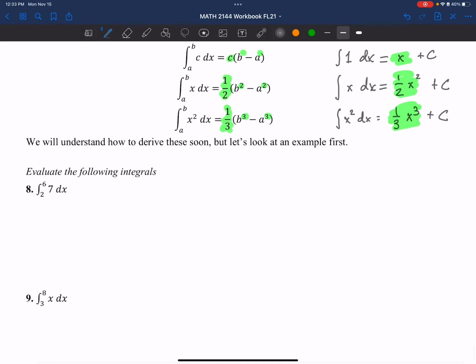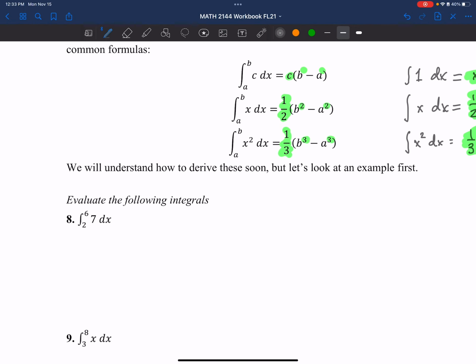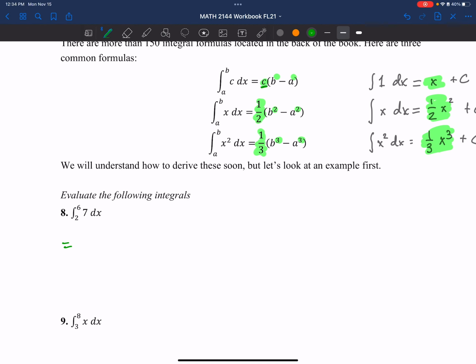So if we were to look at this one right here, this is the first formula. What we're going to need to do, let me change up my color here. The formula is just going to be the constant, so it's going to be 7 times 6 minus 2, which is 7 times 4, or 28. That's all.